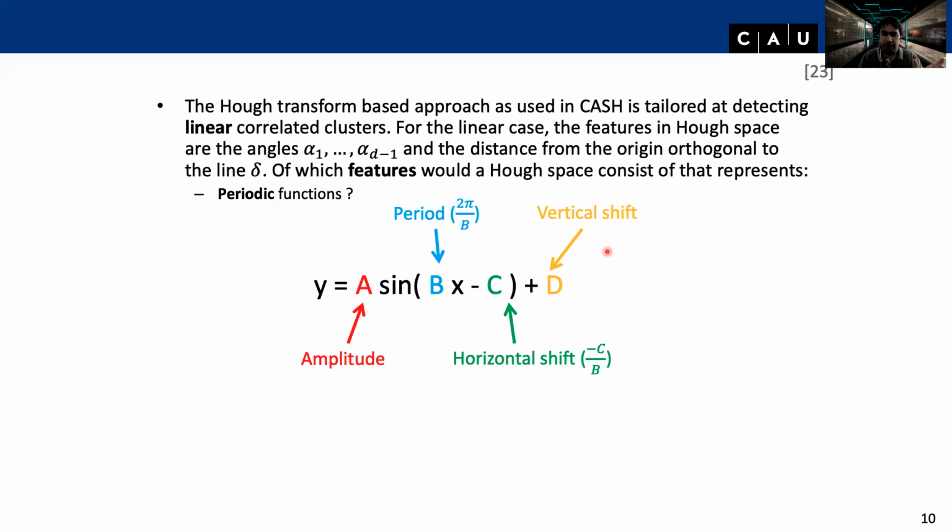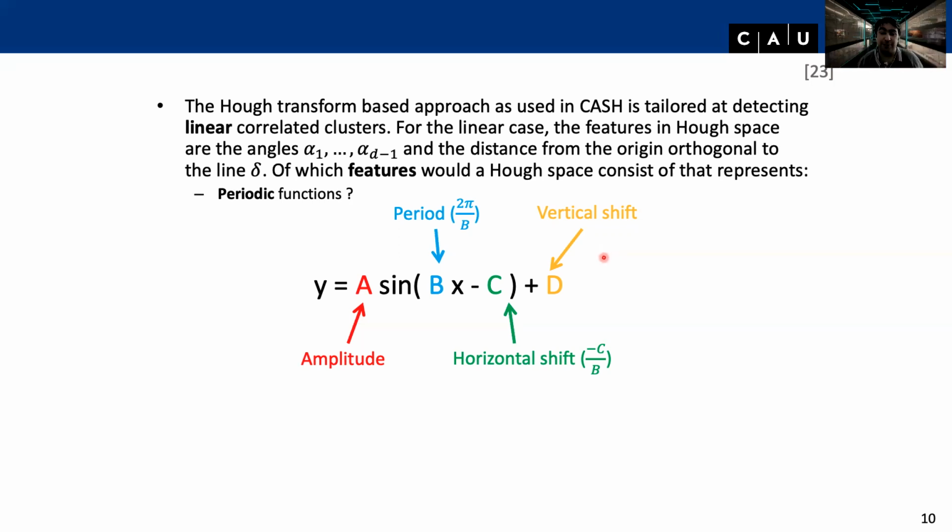So you can have the amplitude, so like higher or lower. You can have the periodicity or frequency modulated. So how frequent is it? You have the horizontal shift, so is it more left or right, so to speak, and you have the vertical shift, so is the whole periodic function more upwards or more downwards.